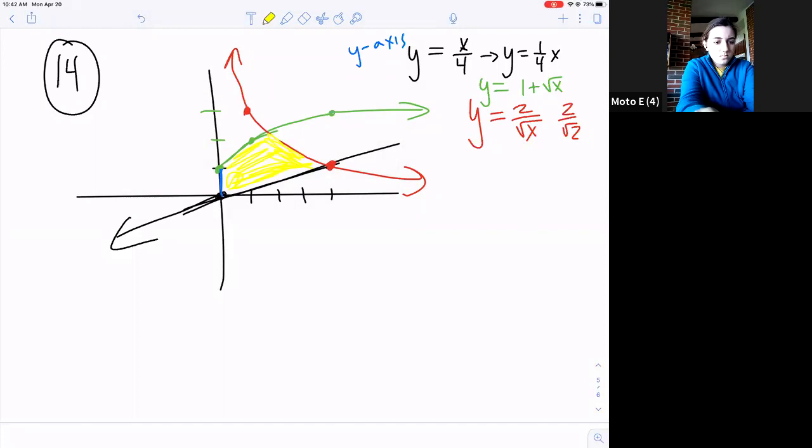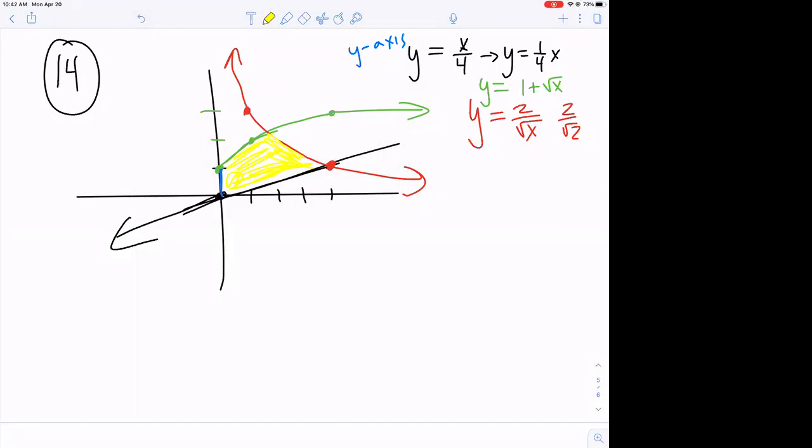We could actually do this in several different ways. I think only one of them we can do without a calculator. So what do you guys think? What way do you try?